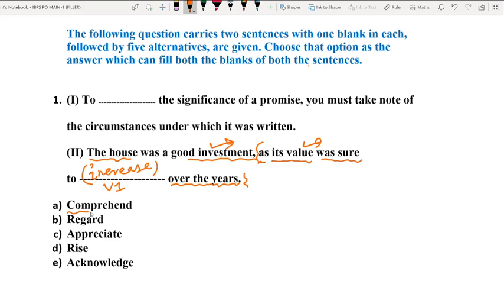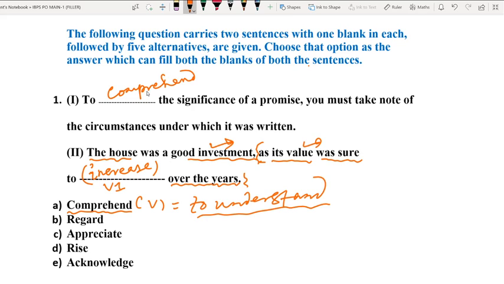Option number 1, comprehend. It's a verb. It means to understand. Apart from this meaning, the verb comprehend does not give us any other meaning. So you can see, we can place it surely in the first blank. Here I can write to comprehend. And if I write comprehend in the first blank of the first sentence, the sentence gives me a clear meaning. It means if we want to understand the significance or importance of a promise.